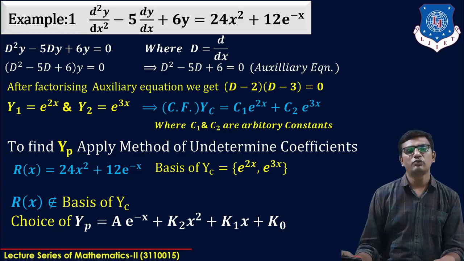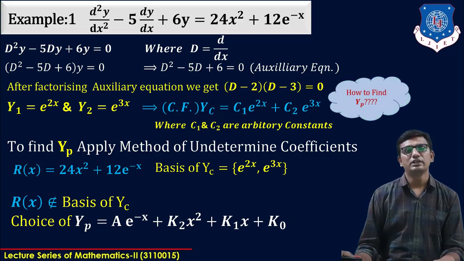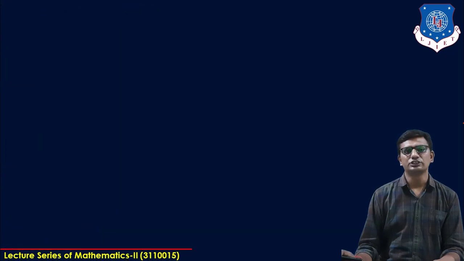Now how to find the values of a, k1, k2, k0? These are the undetermined coefficients. Here k1, k2, k0 and a are undetermined coefficients. We have to find the values of k1, k2, k0 and a according to our right hand side function. How to find the yp? Let us see by calculation.